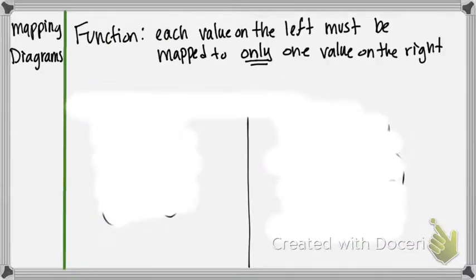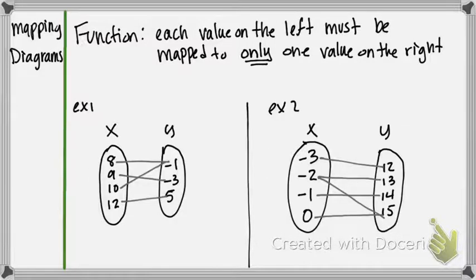In the mapping diagrams, it's a little bit different. You're going to look at each circle, and each value on the left must be mapped to only one value on the right. So it's still kind of the same where the x's cannot repeat, but it looks different. Here in the first example, you see that 8 is being mapped to only -1. 9 is being mapped to only -3. 10 is only being mapped to -1. And then 12 is only being mapped to 5. So since each one has only one value to the right, this one is a function.